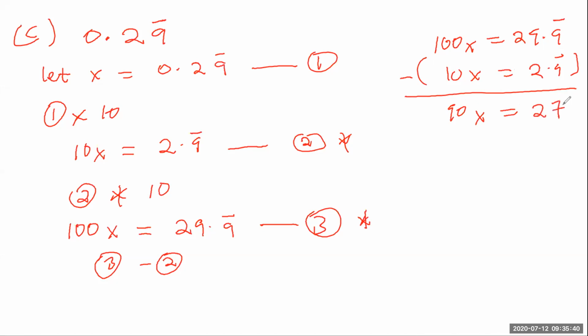Now we divide both sides by 90, and the fraction we've been looking for, if you reduce that, will be 3 out of what? 3 out of 10. And that's the fraction we've been looking for. Is that okay? Good. So that is for C.